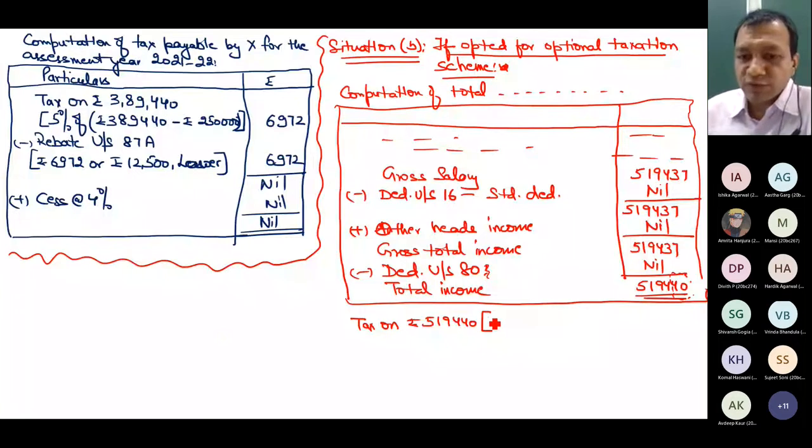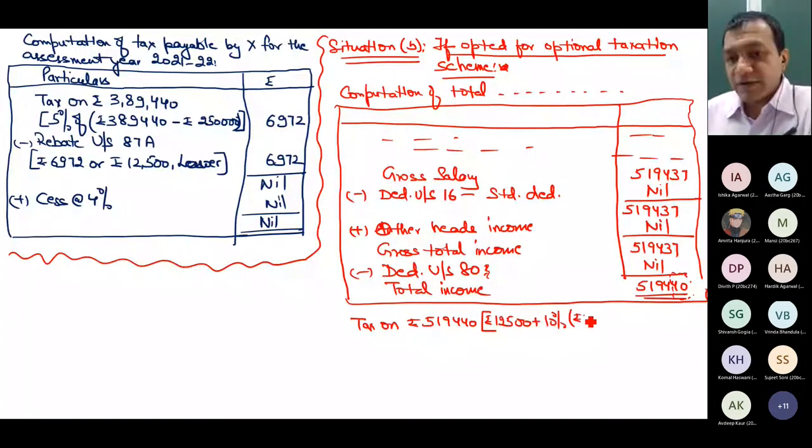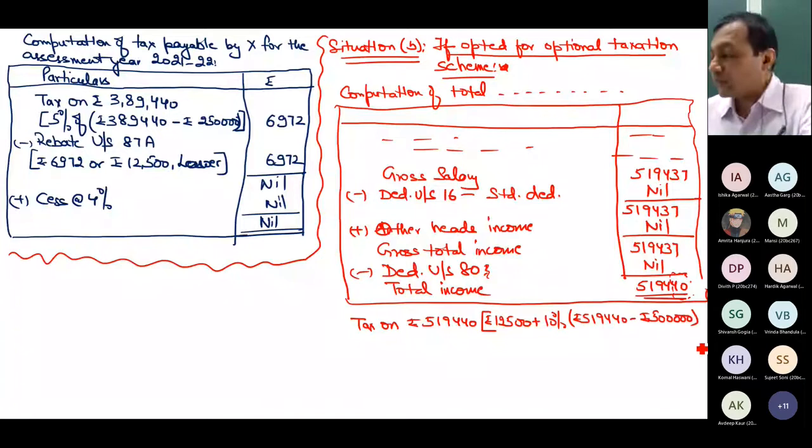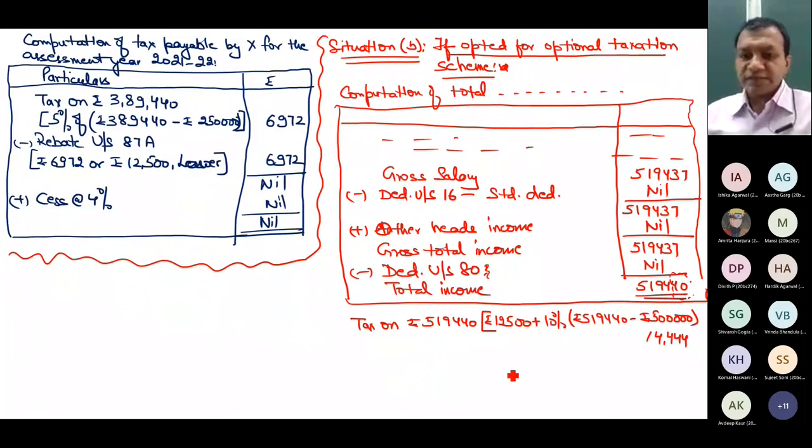This 5% will give you 12,500 plus 10% of income exceeding 5 lakh, which is 519,440 minus 5 lakh. I hope you remember the provisions. If not, revise it. 19,440 into 10% plus 12,500, so the tax is 14,444. From this you give rebate. My rebate in this case will be nil.